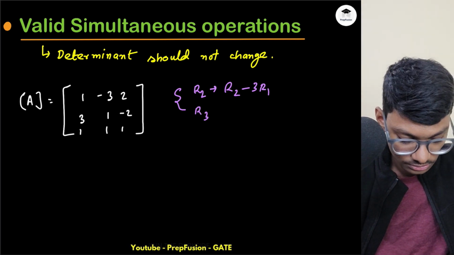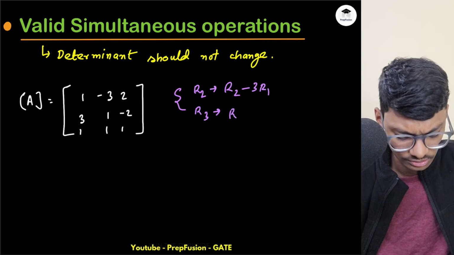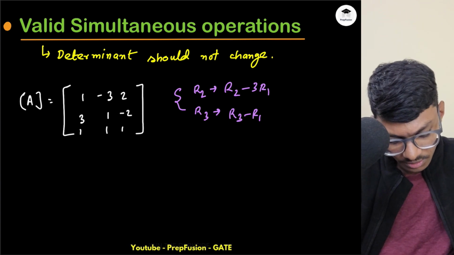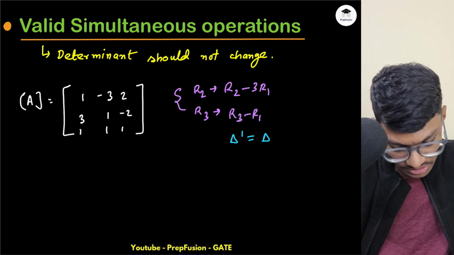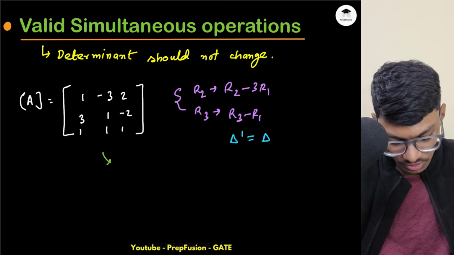And row 3, I can do anything, right? I can do anything. Row 3, basically row 3 minus row 1. The new determinant and the old determinant, delta dash, will be equal to delta. The determinant won't change. You can change the columns also, it doesn't matter. Okay, you can change the columns also.